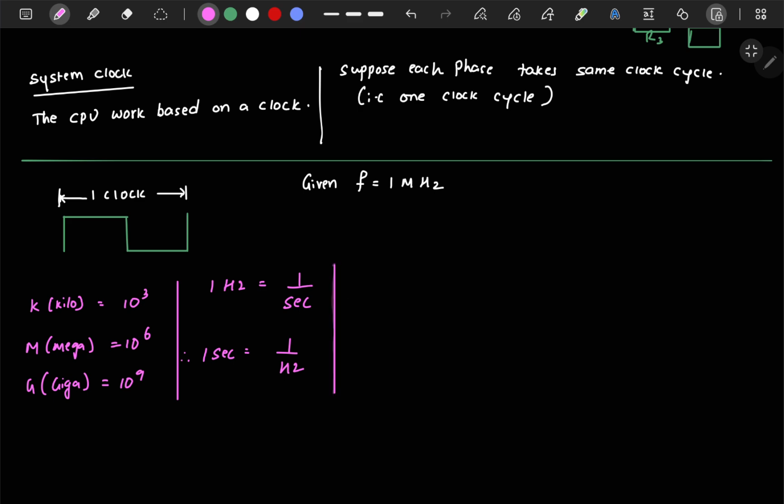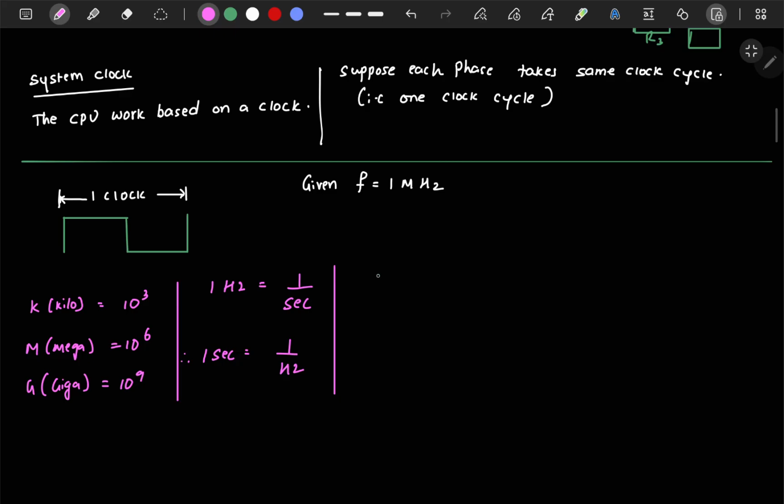Now one more thing: millisecond, microsecond, nanosecond. You have to understand those also. So 1 second is equivalent to 10 raised to power 3 milliseconds. This is called millisecond. And 1 second is equivalent to 10 raised to power 6 microseconds. This symbol denotes microsecond.